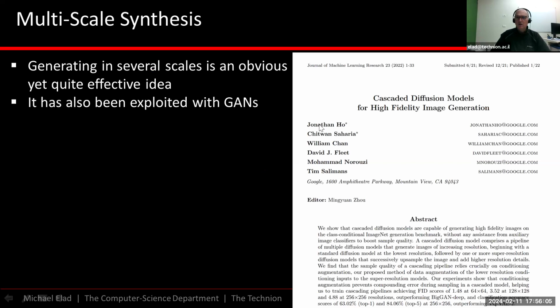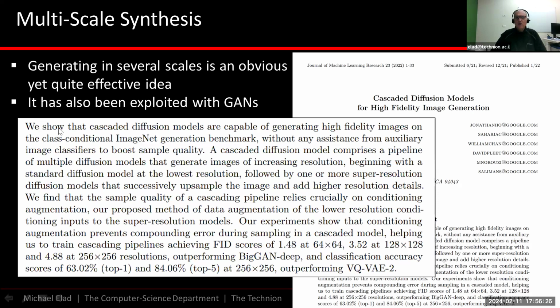Okay, look at this paper published in 2022, not far ago. Cascaded diffusion models for high fidelity image generation, basically work that comes from Google. It's a team from Google that sits in Canada, if I'm not mistaken, yes, Canada. And basically what they are suggesting is, let's read the abstract. We show that cascaded diffusion models are capable of generating high-fidelity images on the class-conditional ImageNet generation benchmark.